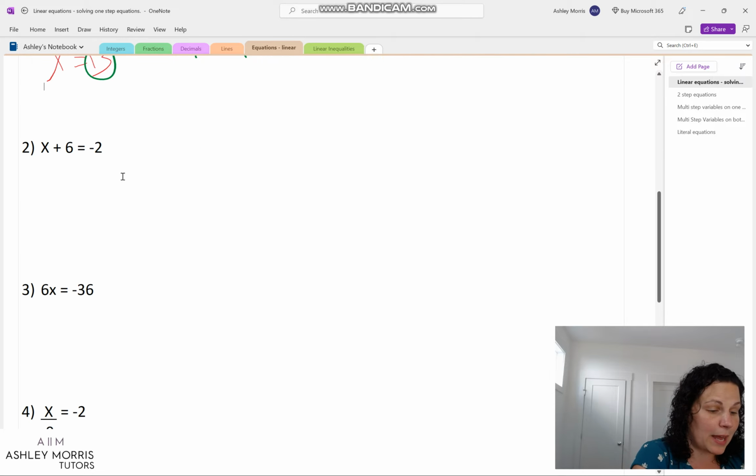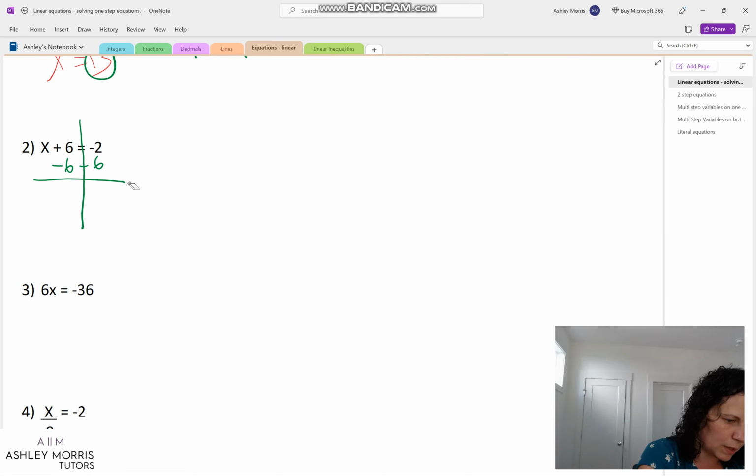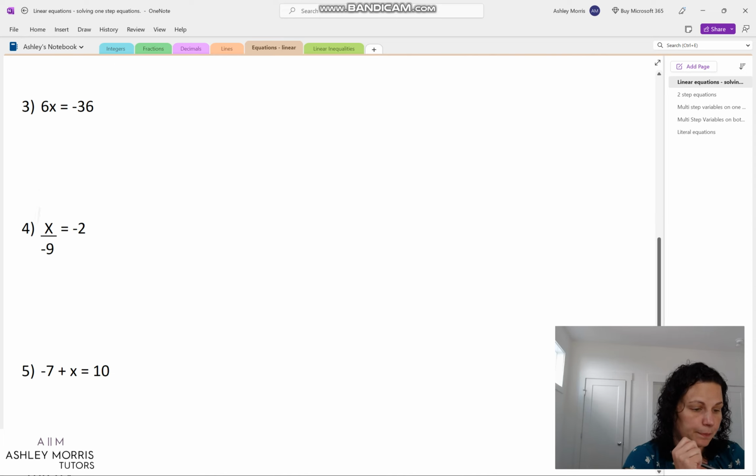All right, now this one, x plus 6 equals -2. To undo plus, we subtract 6 from both sides. Some people like to draw a line down the middle too. That makes that look like a, there we go, that's better. So plus 6 minus 6 is 0. We just get x on that side. -2 minus 6 equals -8. And you can check it if you have time.